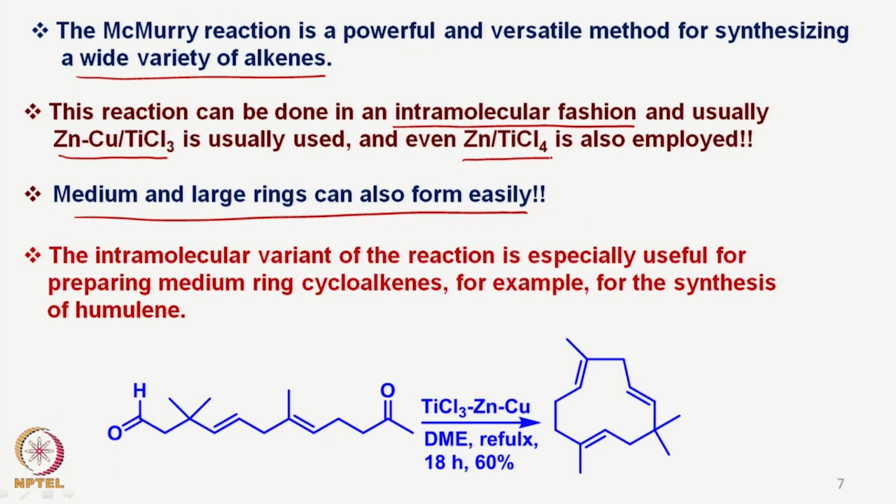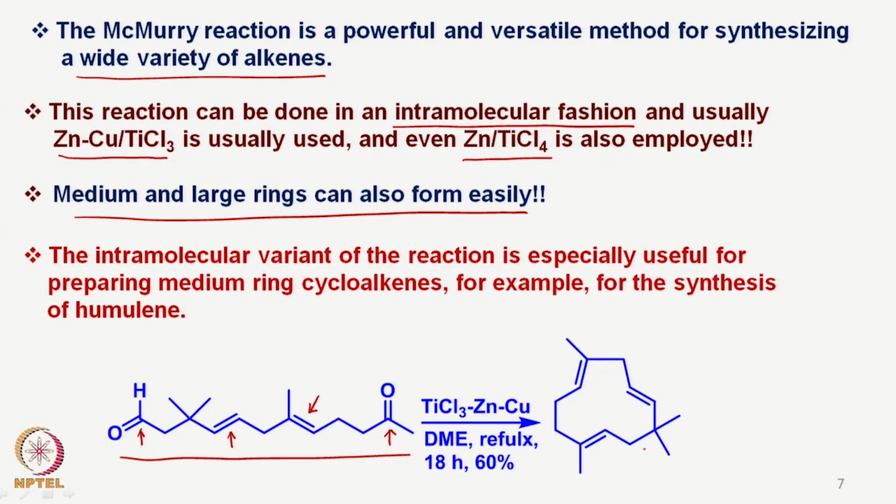This intramolecular variant of the reaction to form a large or medium size ring is very useful. As you can see, we can take such an example where we have already two double bonds which are present here, and we have towards the end a ketone and an aldehyde, which then is allowed to react.